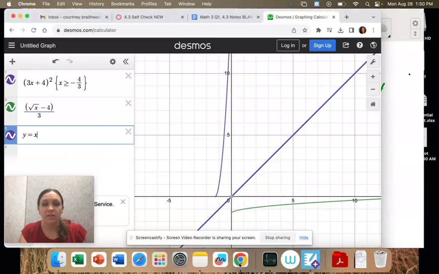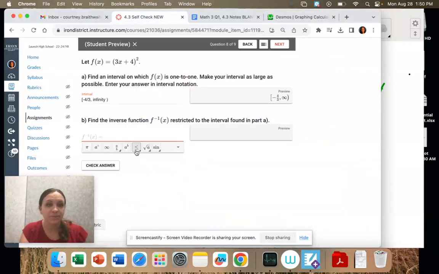So let's type all that in. Square root of x minus 4 divided by 3. Notice that I had to put extra parentheses around the numerator to keep that together.